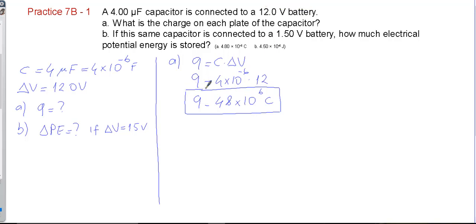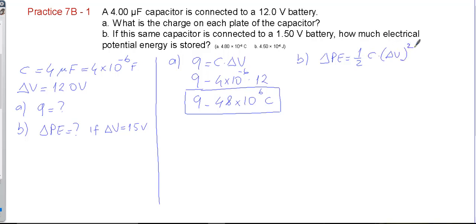In part B, delta potential energy wanted. How can we calculate the potential energy of a capacitor? If you remember, I said try to use most of these with capacitance, because it will be constant, but charge and potential can be changed. Here, what is the capacitance? It is given as constant, so I can calculate it as 1 over 2 C multiplied by delta V square.